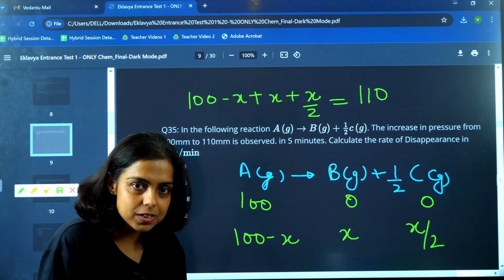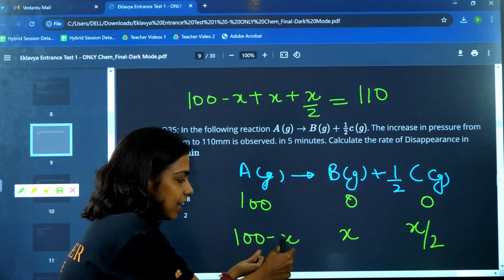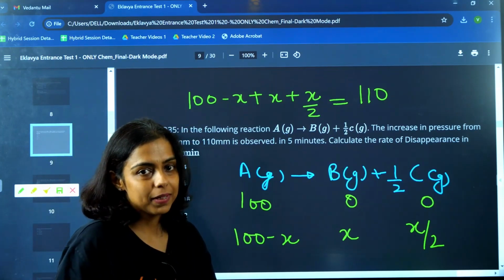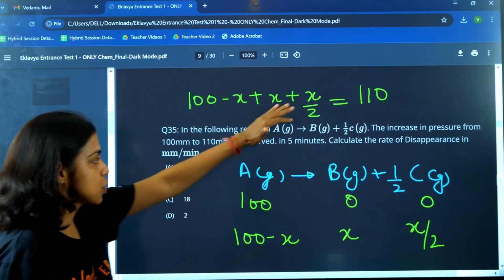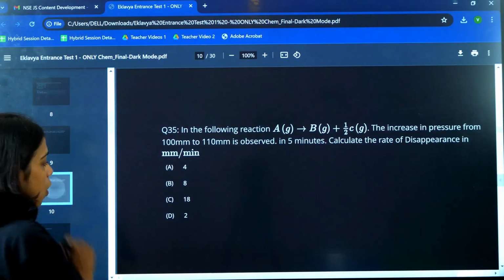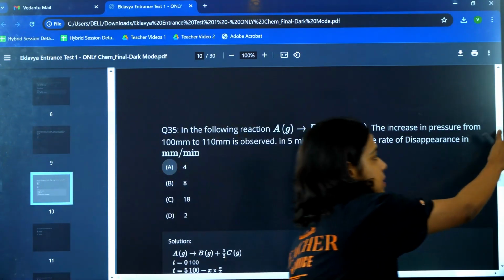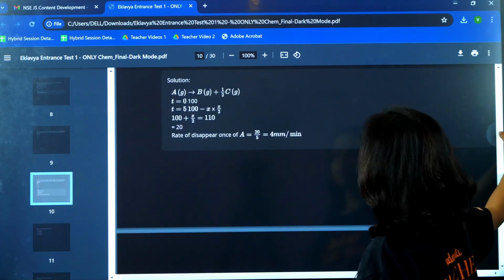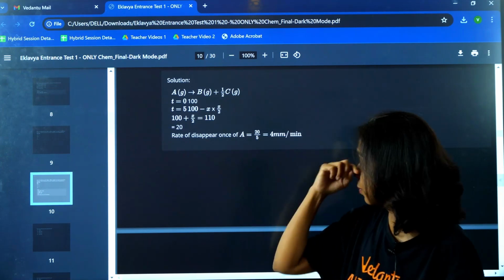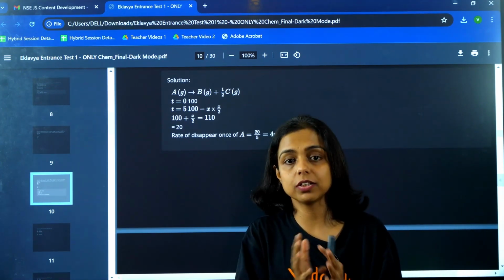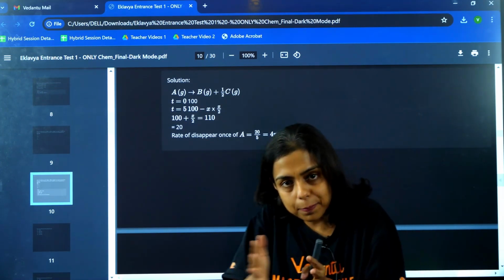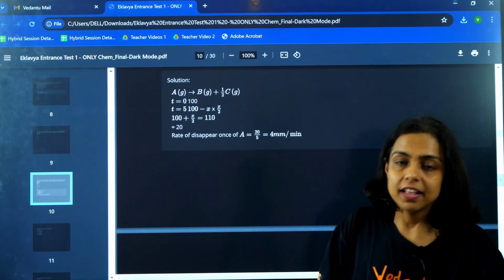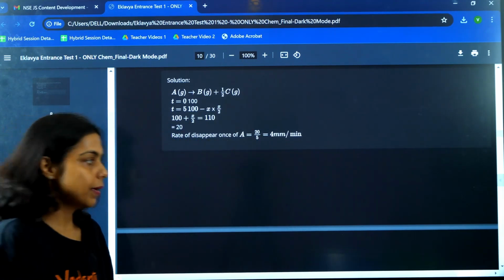So for the rate of disappearance, you'll get how much A is utilized in 5 minutes. The change in concentration by time taken is 5 minutes. By solving this equation, you can get the value of x clearly. Again, a pretty easy one. Your x is coming out to be 20. So 20 is the change in the pressure for A in 5 minutes. So 20 divided by time taken is the rate of disappearance in mm per minute.